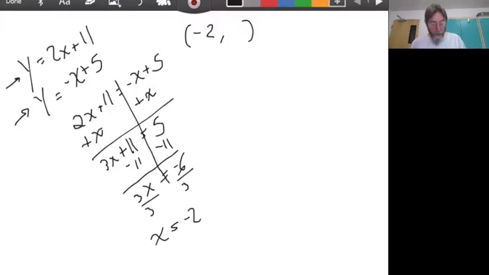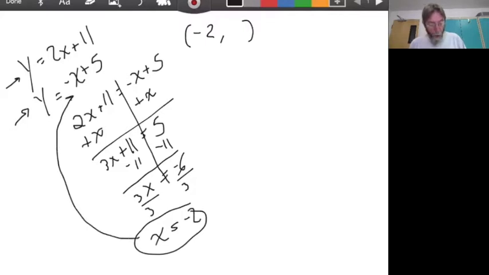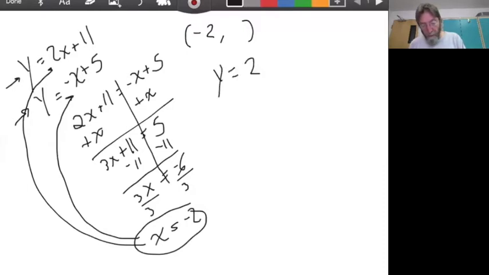Now, here's what we do. We're going to take this and plug it in either here or plug it in the top one. You can pick whichever one you want. I'm going to start with the top one. Now, in theory, it should work for both of them because it solves both equations. It's a good idea, actually, to plug it in and check that it works in both of them.